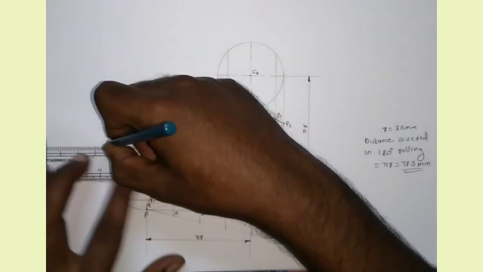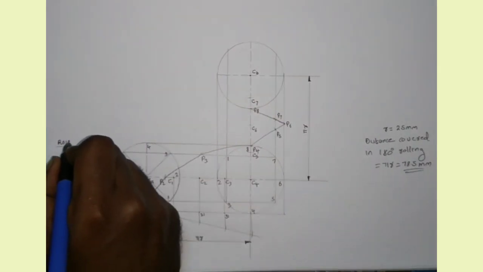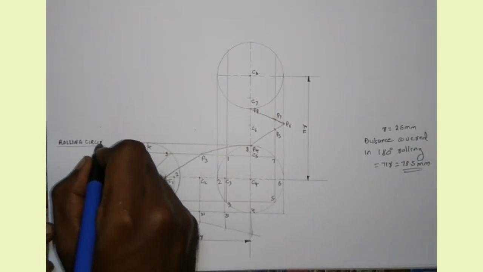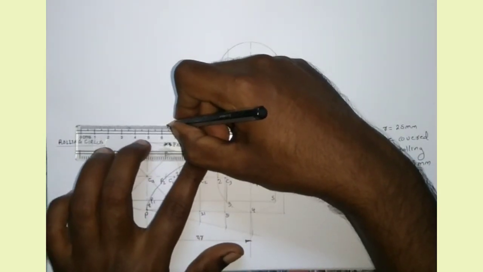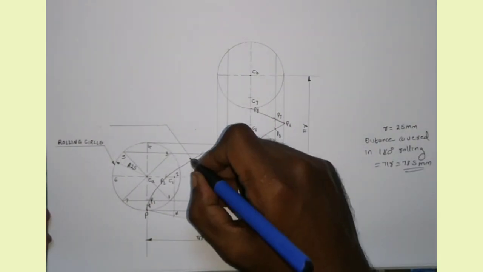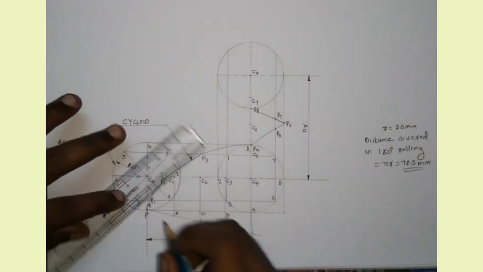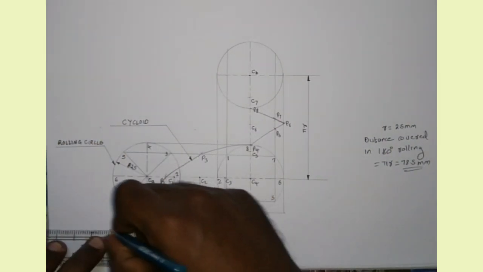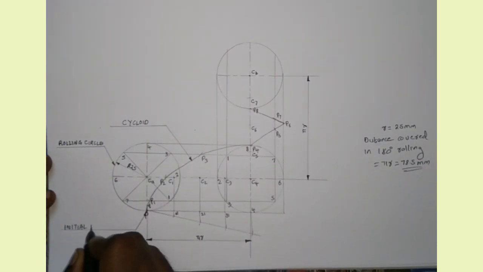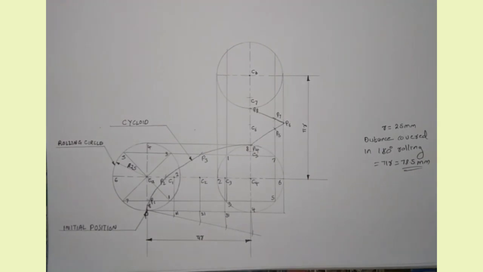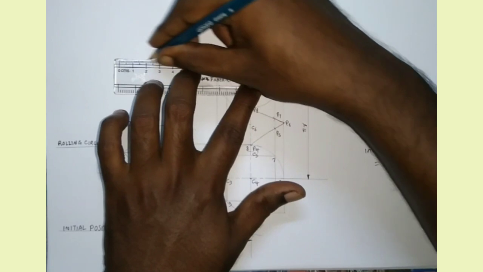Okay, I am marking the rolling circle. I am naming the curve as cycloid. And now P is the initial position, and P8 is the final position.